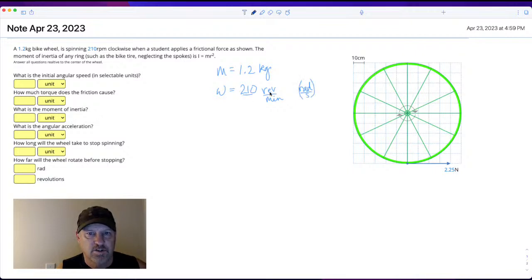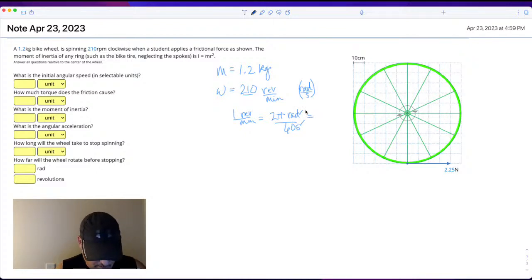So right now we have 210 revolutions per minute. So we're going to tend to that right away. 1 revolution per minute is equal to 2 pi radians divided by 60 seconds. So now we have it in radians per second, right? So that's what omega needs to be measured in. Anytime you have RPM, revolutions per minute, that's equal to 2 pi over 60.